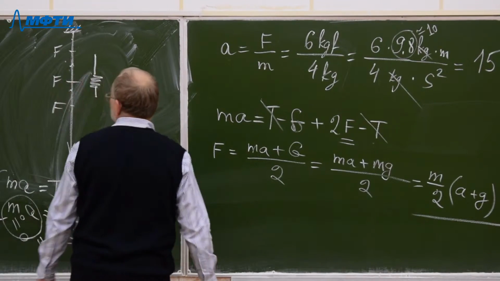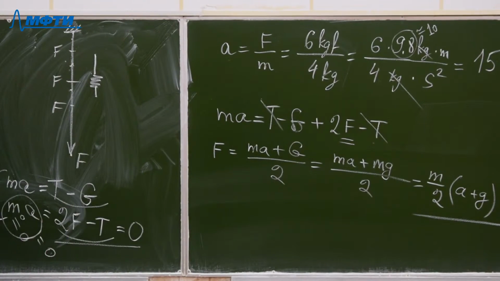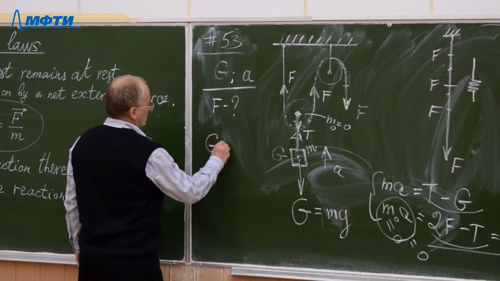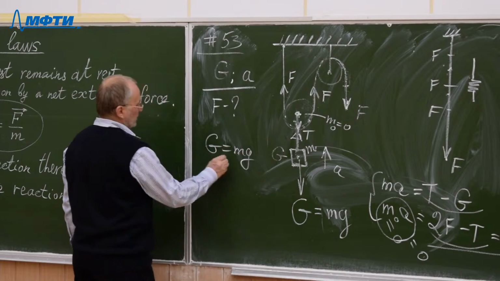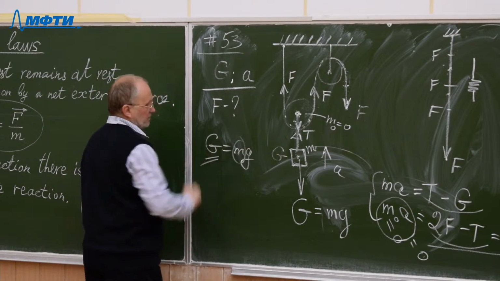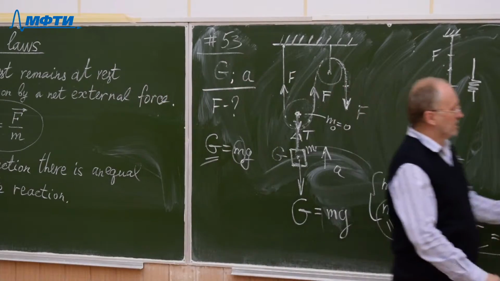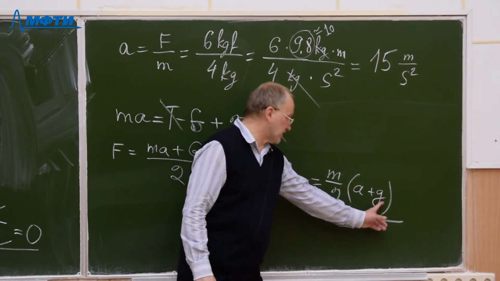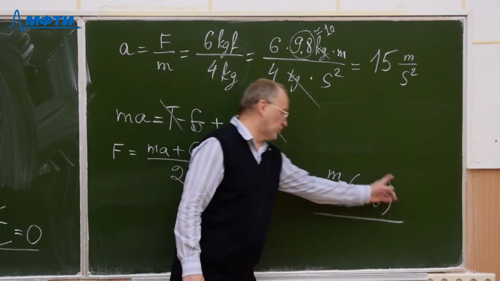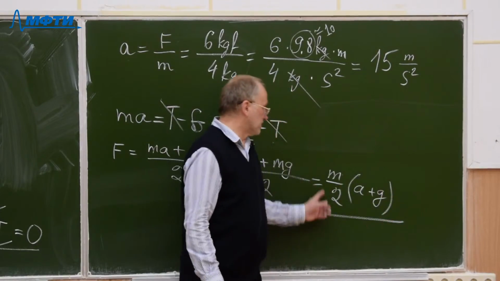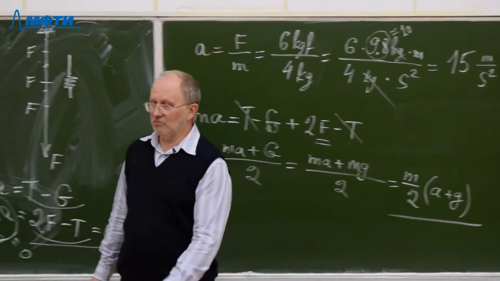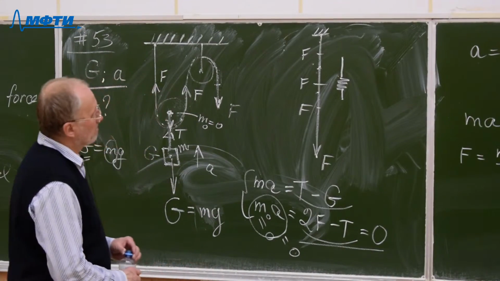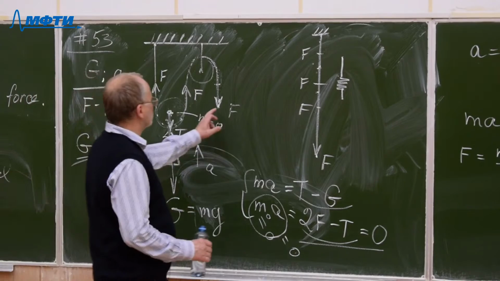Mass, you may consider the mass given because G is mg. So if G is given, then you may consider mass to be given. Mass is not a problem. You know the mass, and acceleration a is given, and acceleration of free fall is given. So this formula includes only quantities known to you. Every quantity in this formula is known. And so we have calculated force F.